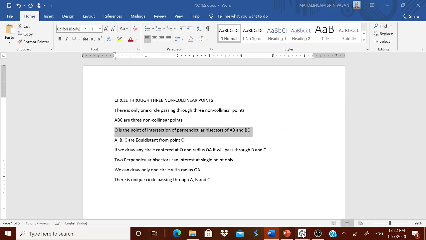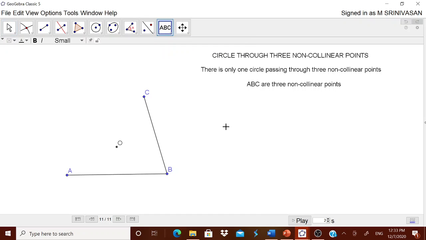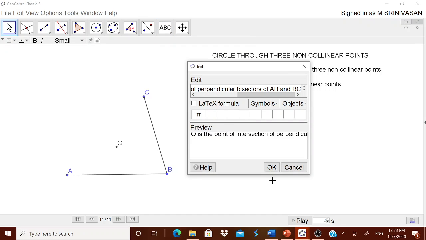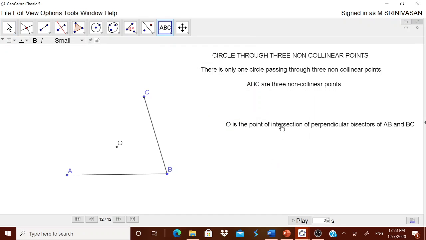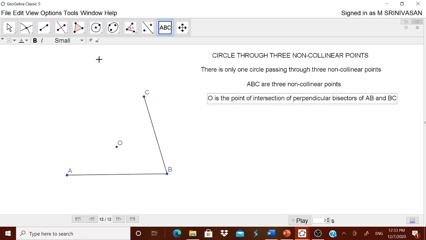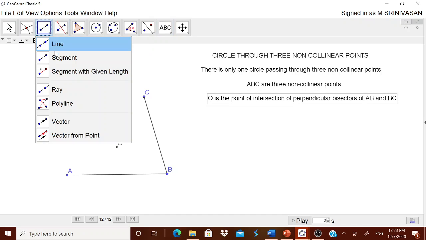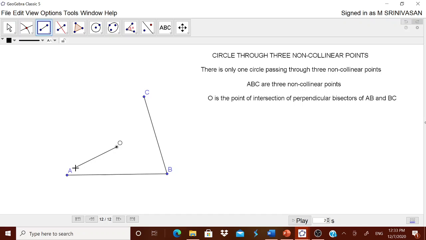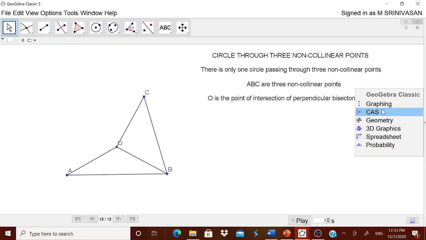Actually, it is going to prove the part of the theorem that because O is the meeting point of the perpendicular bisectors, we are getting the uniqueness. Now let us join these points, that is O and A, O and B, then O and C. Good. Now let us get its values so that the child can come and check it out.